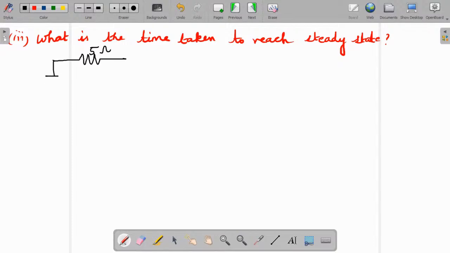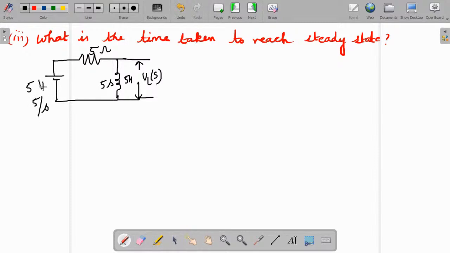I have a 5 volt source here. I have an inductor which is 5 Henry. Across this I have a voltage VL, and converting to the S domain, VL of S becomes 5S. The voltage source we write as 5 by S. Right? So now we can write the mesh equation.